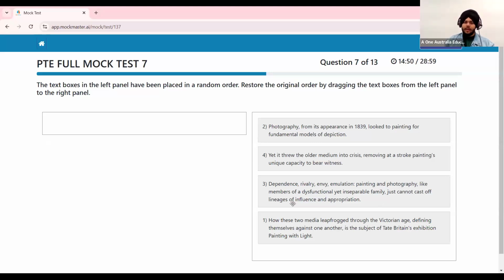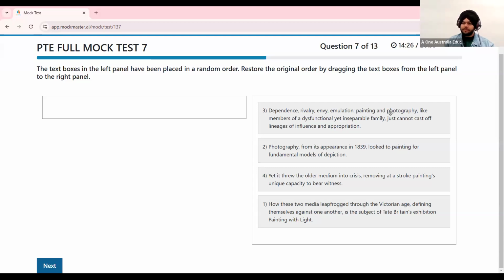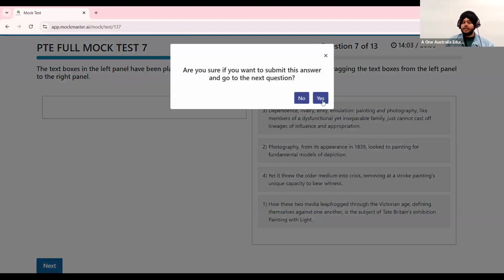Okay. So what I can do is I can have a quick look here and make quick pairs, guys. Even if I do not get the whole order correct, I should at least get the pairs correct. Okay. Now, dependence, rivalry, envy, and emulation, painting and photography. Here they are pointing out painting and photography both. So I think they are giving their introduction. So if I put this here, then they talk about photography from its appearance, look to painting for inspiration, let's say, yet it threw the older medium into crisis. Now guys, see, the thing is, even if my 3, let's say, is not correct, I still have one pair correct, which is 2 and 4. Okay. And number 1 basically is my conclusion.